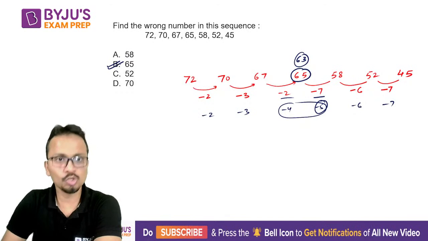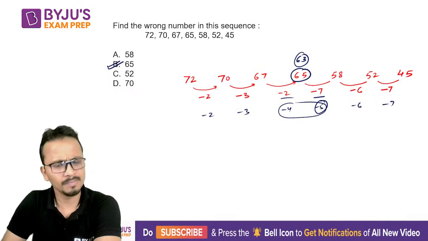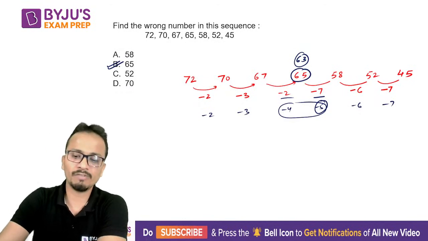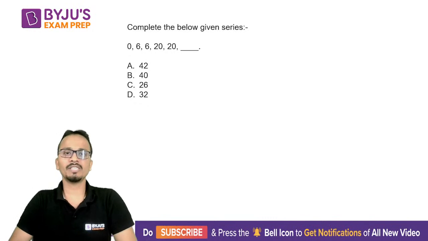All right, so 65 is the correct answer, and it was given by almost all of you. Some of you have given the wrong answer, but I hope you have understood what mistake you made. With this, let's move on to the next question. Complete the below given series.